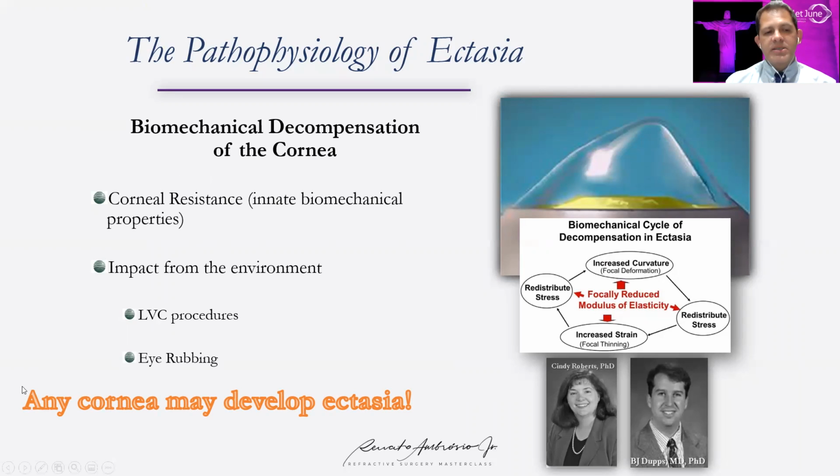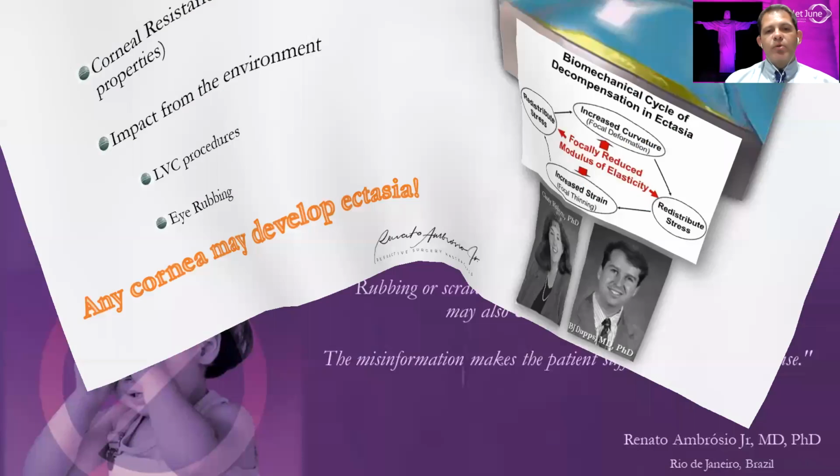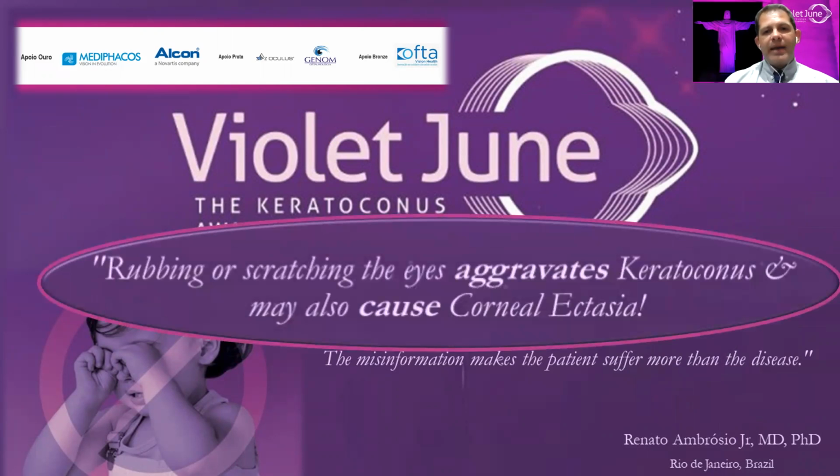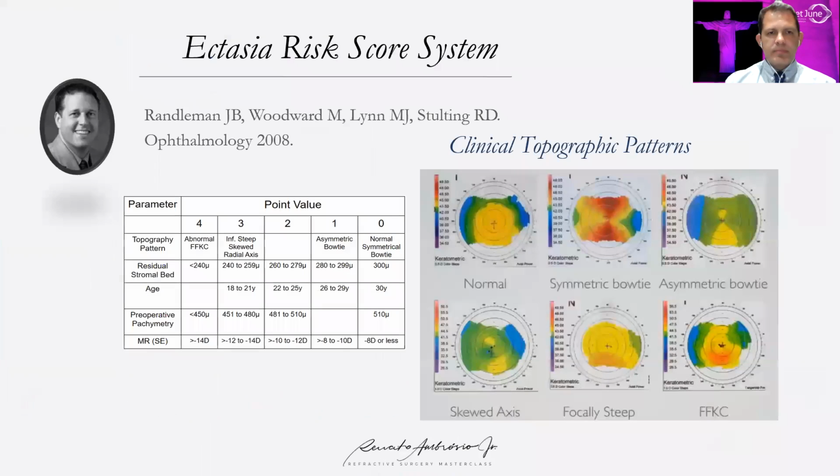A major point is that any cornea may develop ectasia, so we tell people not to rub the eye. And it's a major message in our Violet June Keratoconus Awareness campaign that I invite all of you to participate in next year, to tell people not to rub the eye. And eventually I invite you to understand that eye rubbing aggravates keratoconus and may even cause ectasia.